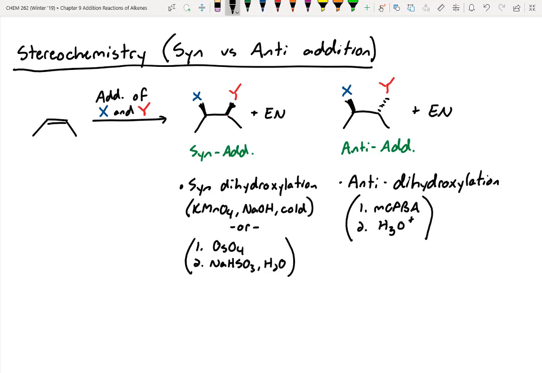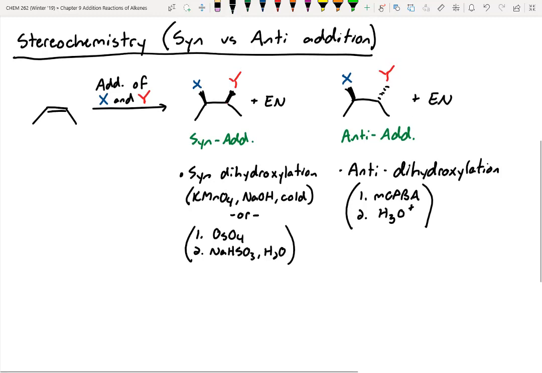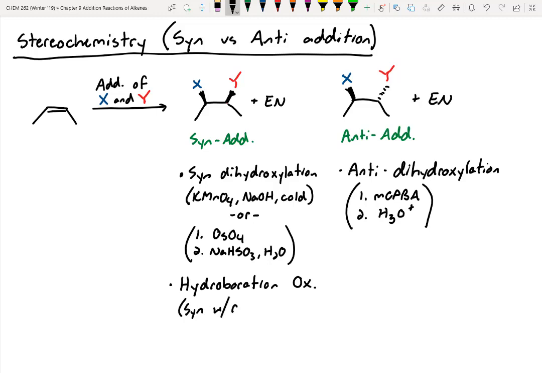All right. We also had another one that was syn addition. This was hydroboration oxidation. And that was the borane THF, but I will make a note. It's syn with respect to the hydrogen and the alcohol.